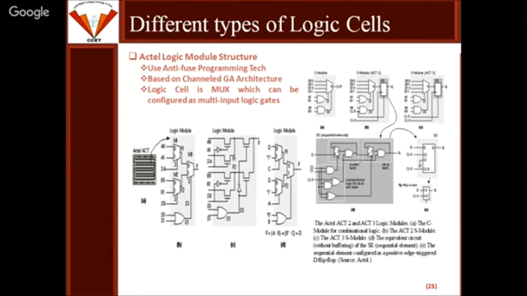Second is the Actel logic module structure. It uses the anti-fuse programming technique based on channeled gate array architecture, and the logic cell in this case is the multiplexer, which can be configured as multi-input logic gates. We already know how to create different gates with the help of multiplexers. Those multiplexers act as the basic building block, and with their help we create different gates, which are then used to create different digital designs.